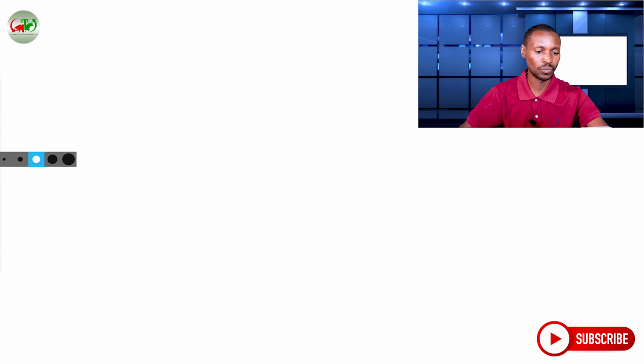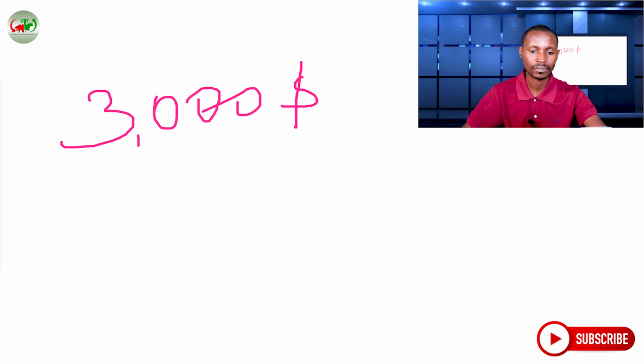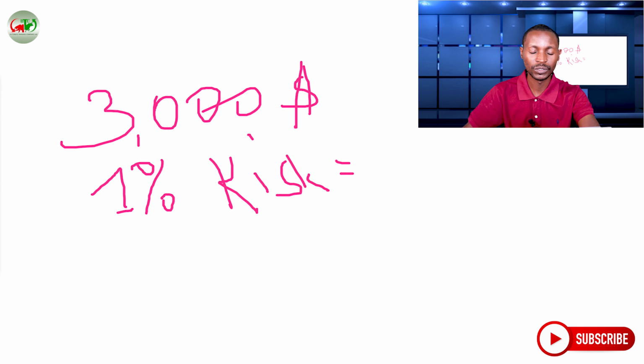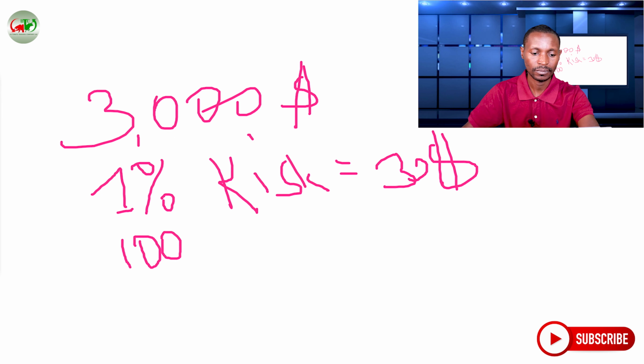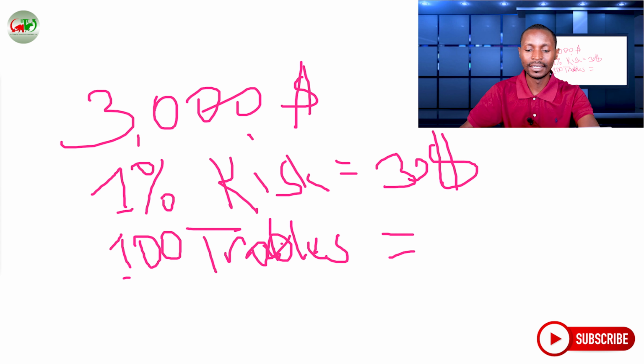Let's make another example in order to make sure that you understand this, because it is the key of succeeding in Forex trading. Let's take the same example of a $3,000 US account, and you know the advantage of risk management, and you are risking only 1% of your account, which is $30 per trade. Let's say you make 100 trades. And in these trades, let's say 60 were wins and 40 were losses.